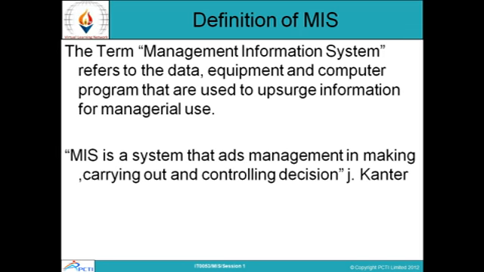So MIS is a system that assists management in carrying out and controlling the decision, and this definition was actually given by J. Cantor, who is a very popular management guru. According to him, MIS is basically responsible for making the decision in a fruitful manner.